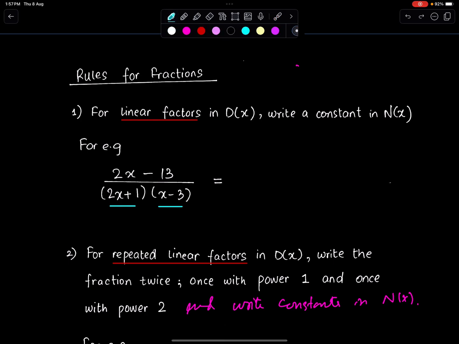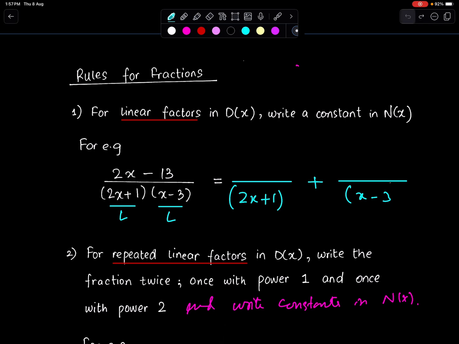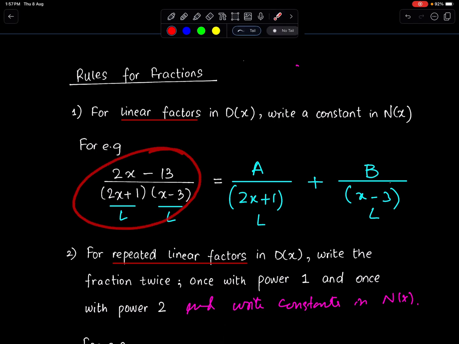So let's understand this rule with the help of this example. As we have two linear factors in denominator, so we need to split this fraction into two fractions. One for this factor 2x plus 1 and one for x minus 3. Since both the factors are linear, so we need to write constants in their numerator. This is the way to split fractions of this type.